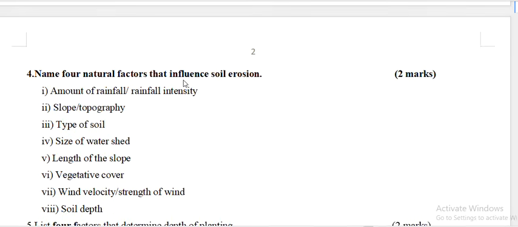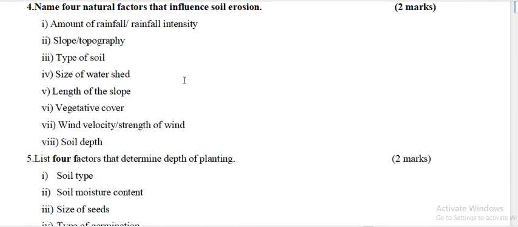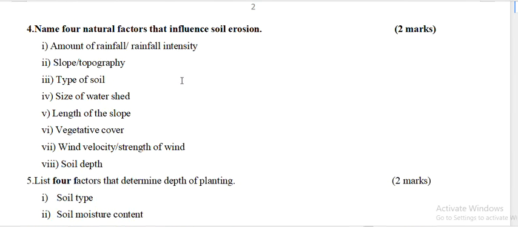Question 4, name 4 natural factors that influence soil erosion. We have amount of rainfall or rainfall intensity, and this means the more the amount of rainfall, the more soil erosion, because the water will be able to carry away soil.